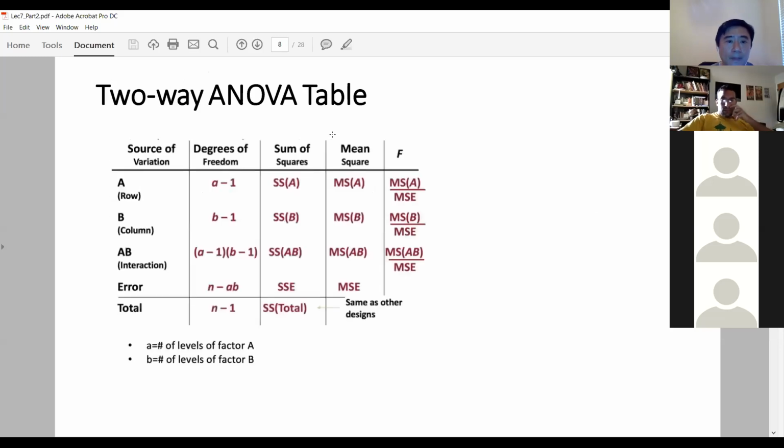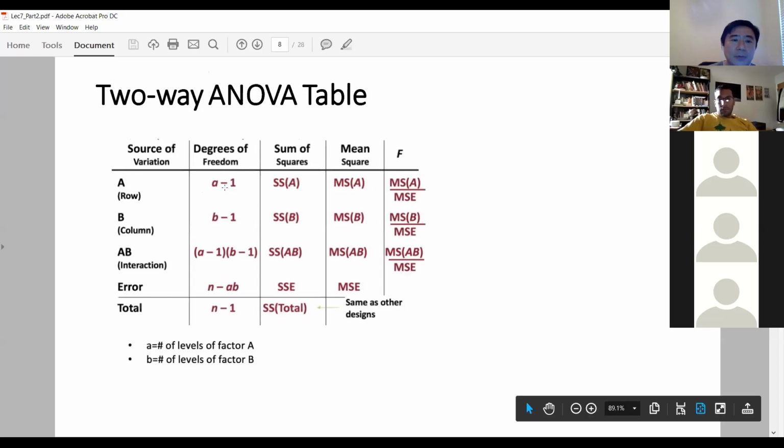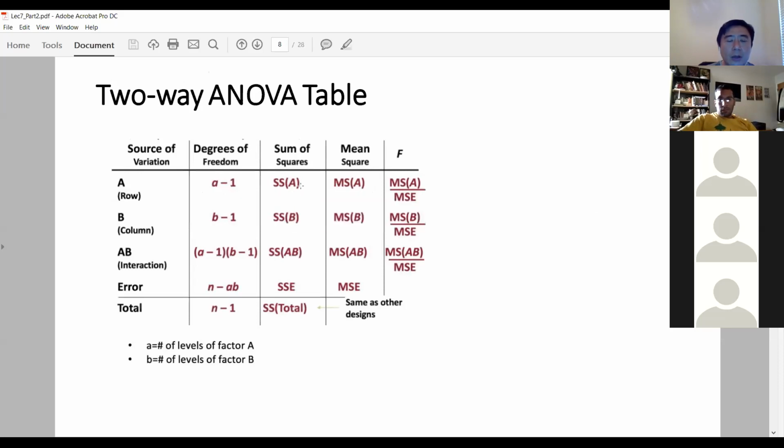All right. So this is the two-way ANOVA table. As I said, in this ANOVA table, the only things you have are the degree of freedom and also the sum of squares. The sum of squares is very similar to the variance. So the partition of the sum of squares is equivalent to the partition of the variance, and that's the key thing for ANOVA.